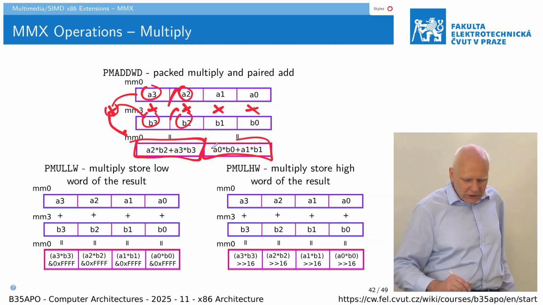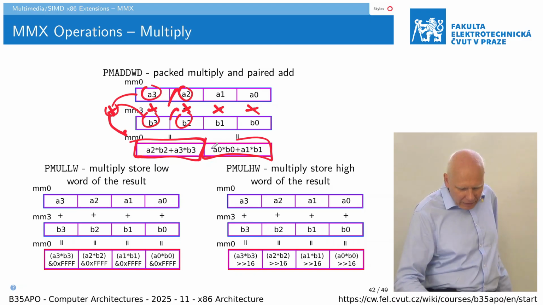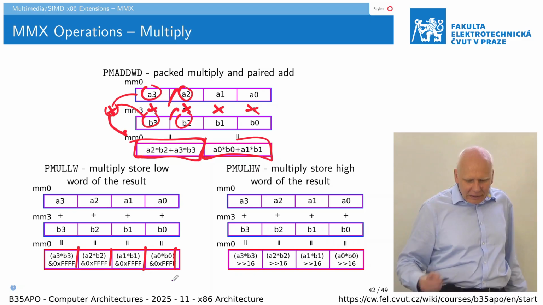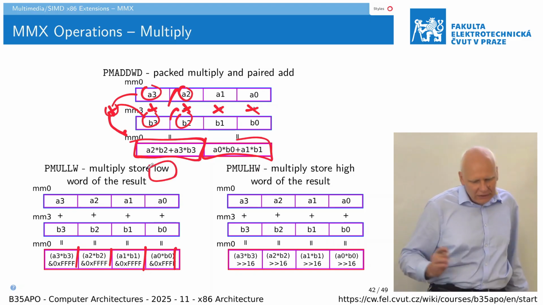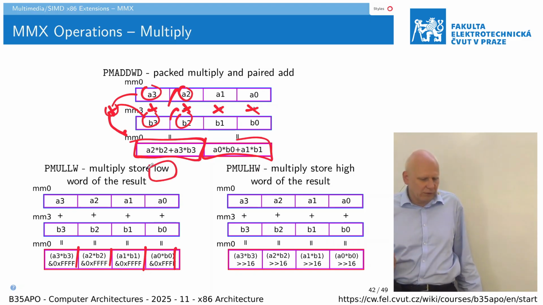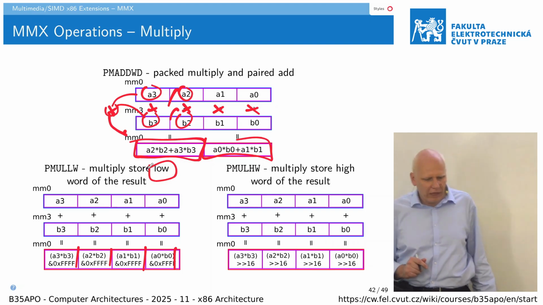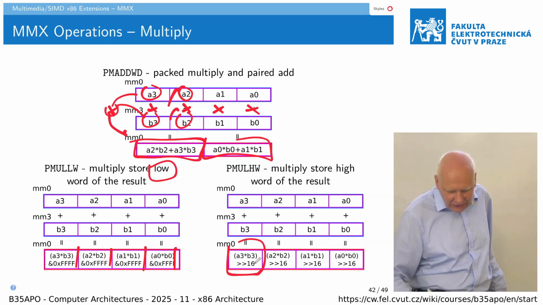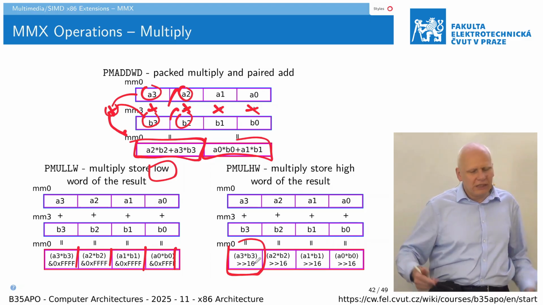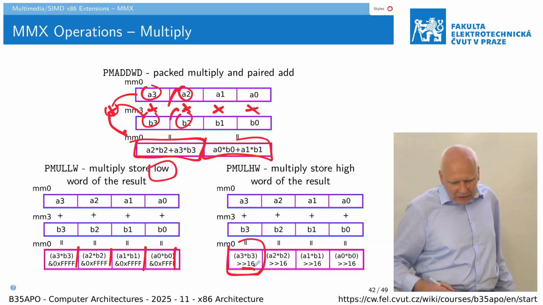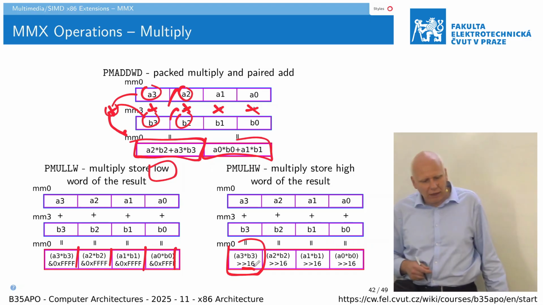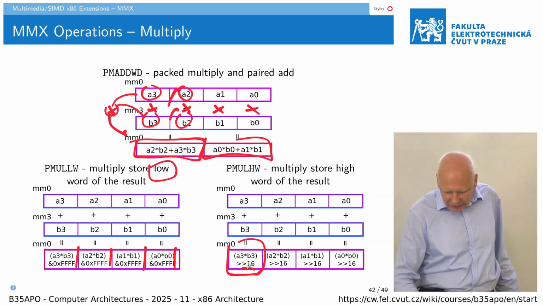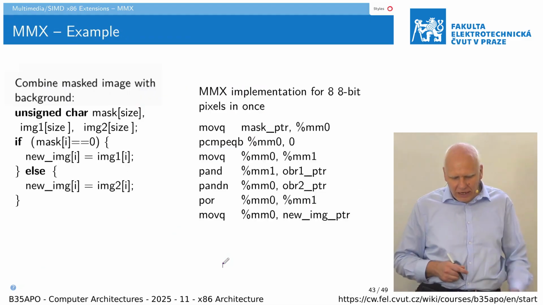Or the other option is that you can multiply and keep all 4 results, but keep only the low part of the result. In this case, if there is saturation, you have problems. But you can keep even the upper part. So basically, the result of the multiplication divided by, in this case, 64,000 and something. And this way you can combine the multiplication.